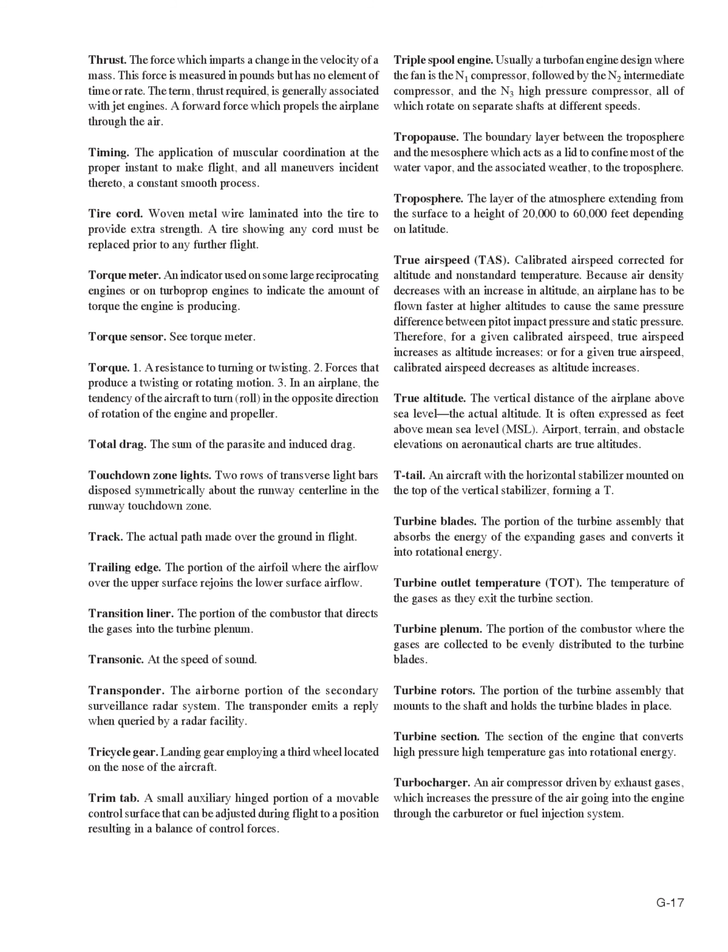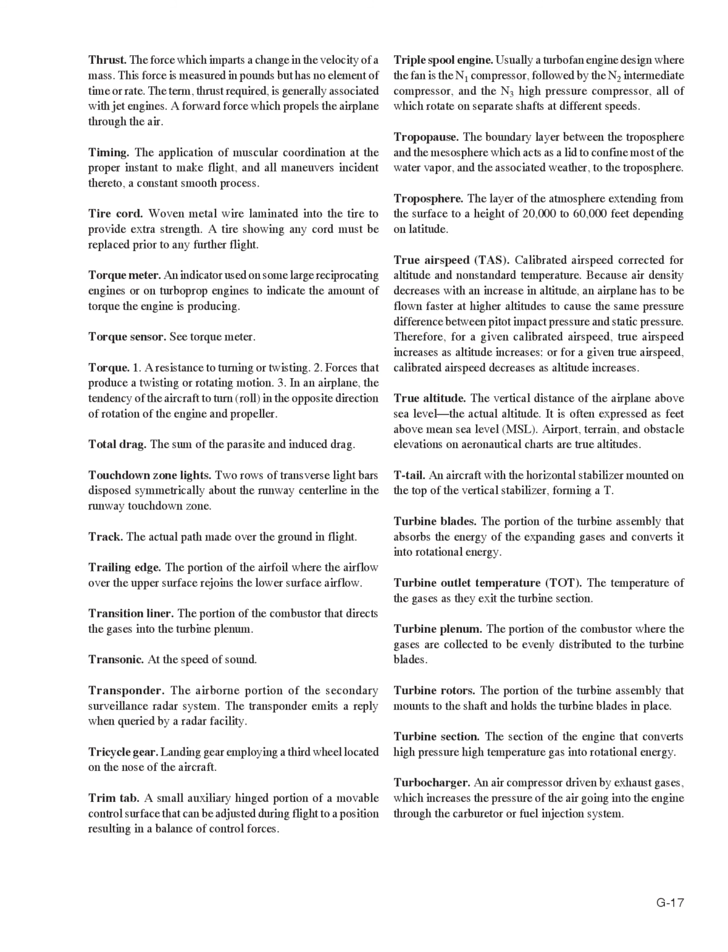The temperature of the gases as they exit the turbine section. Turbine plenum. The portion of the combustor where the gases are collected to be evenly distributed to the turbine blades. Transponder. The airborne portion of the secondary surveillance radar system. The transponder emits a reply when queried by a radar facility. Turbine rotors. The portion of the turbine assembly that mounts to the shaft and holds the turbine blades in place.